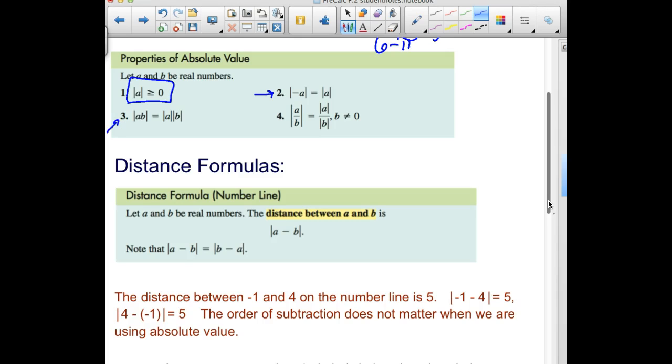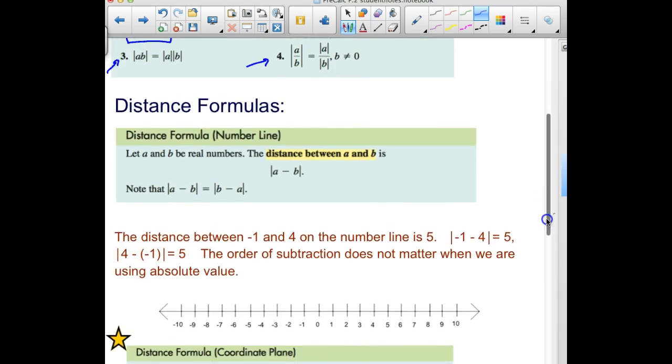Statement 3 says if we are taking the absolute value of a product, we can split that apart and take the absolute value of each factor separately and then multiply our answer back together. And the same here with a quotient. If we are dividing A over B and then taking the absolute value, it's the same as taking the absolute value of each one first and then dividing.